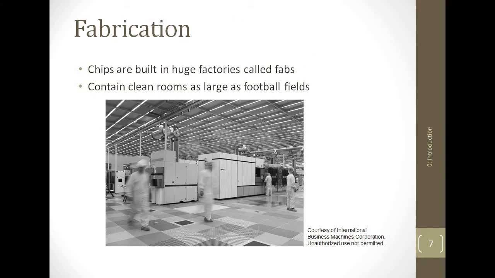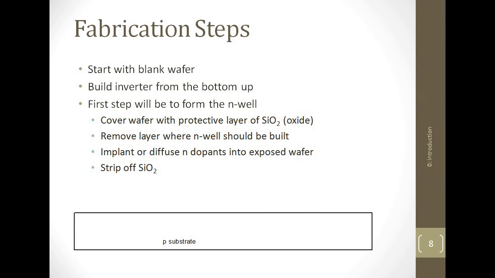So in the fabrication, how does it take place? You can see the fabrications are large rooms. Chips are built in huge factories which are called fabs. They contain clean rooms as large as football fields. The cleanliness is very important in fabrication, so they are maintained cleanly. This is one picture which is depicting a large, huge factory. Now let's move on to the fabrication steps.